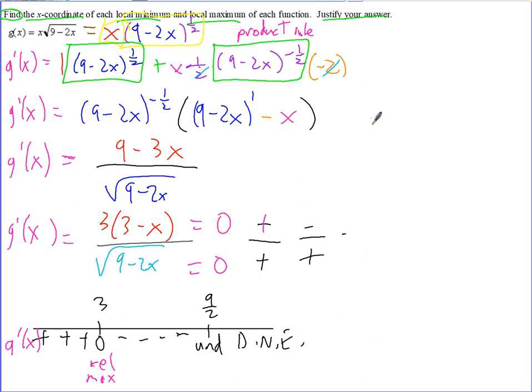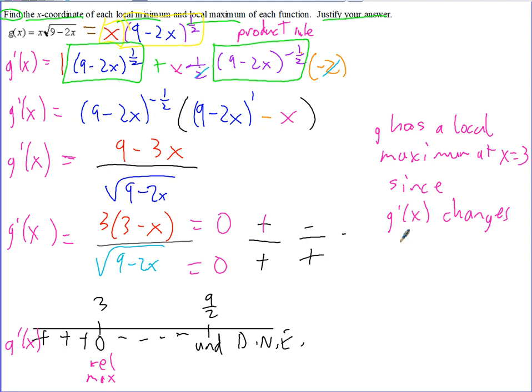So we can say G, just ask for the x coordinate here, has a local maximum at x equals 3. G prime of x changes from positive to negative. And if it was a local minimum, you would justify it the same way. It would just be since G prime of x changes from negative to positive at x equals 3.